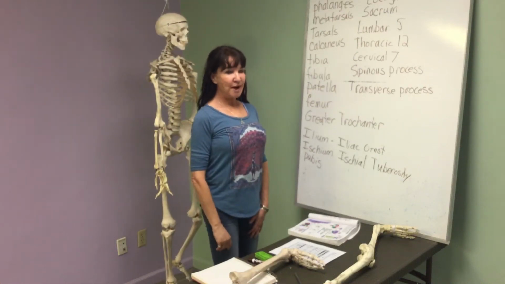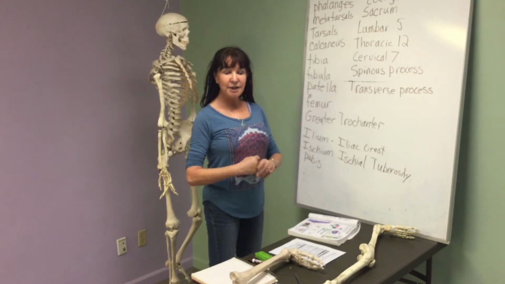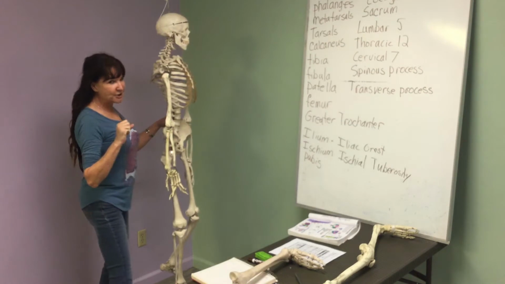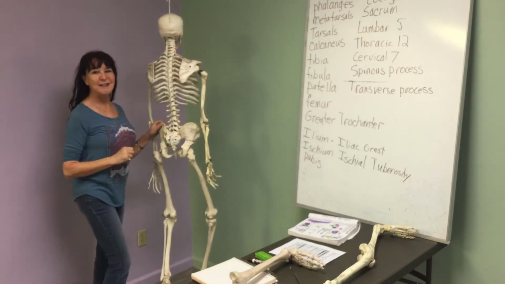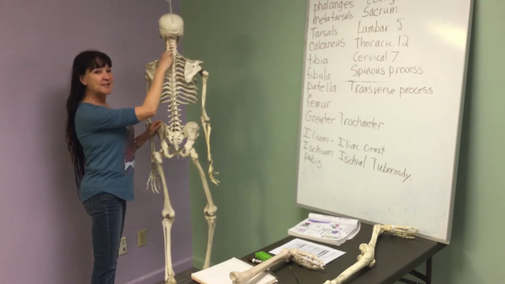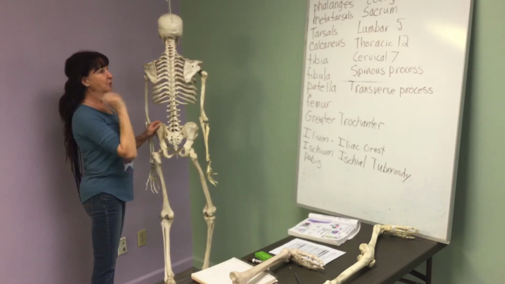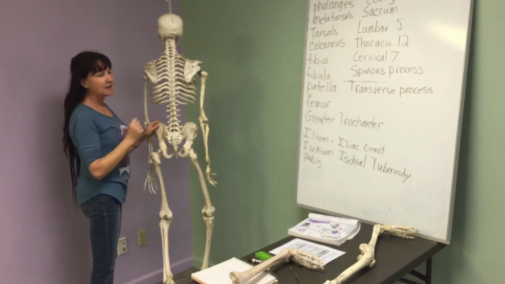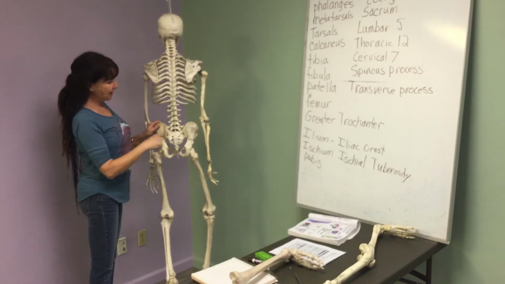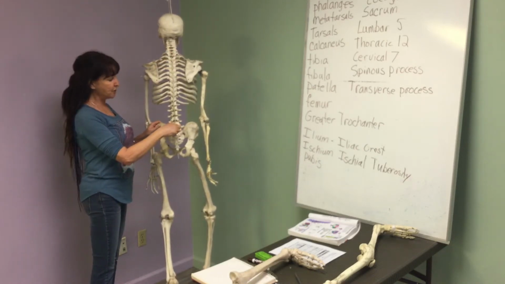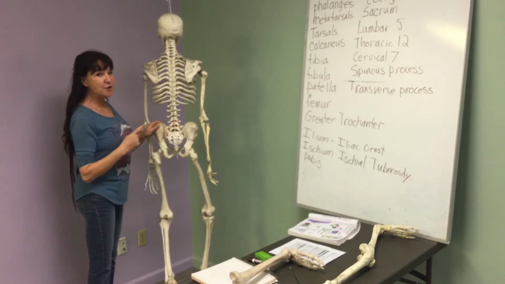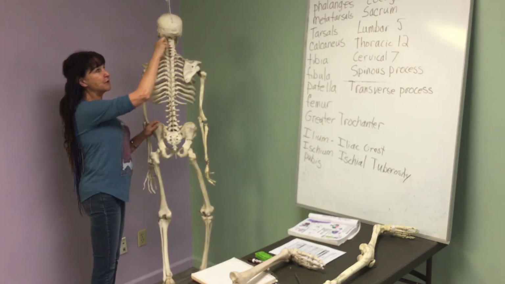Okay, so when we name and number vertebrae, when we want to be really specific, we can say you have your seven cervical vertebrae, and we can talk about C7. Or somebody might be having a problem with L5, which would mean the fifth lumbar vertebra. We also have two special names for your two most superior vertebrae.